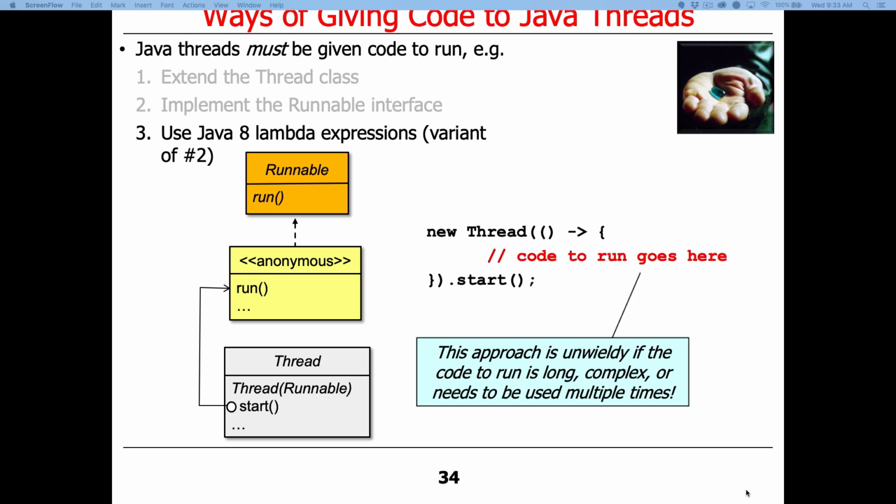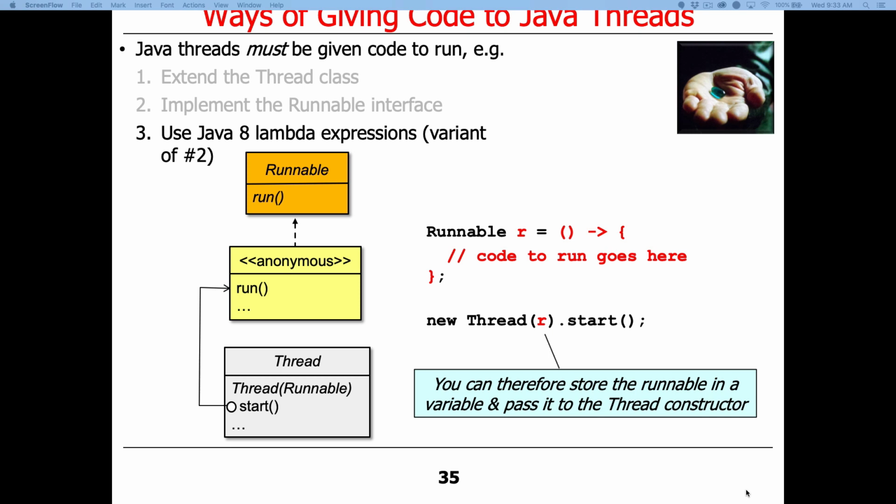This works very well for short code where you're not going to need to repeat it multiple times. If you have very long code, this can get unwieldy and hard to read. Or if you need to reuse the code in multiple places, it can be excessive to keep retyping it. So you can also do something like this: Runnable r equals your lambda expression, assigning it to a local variable. And then you could say new Thread(r).start.